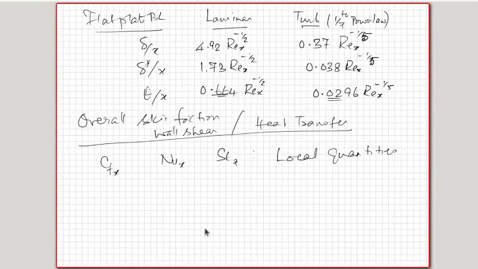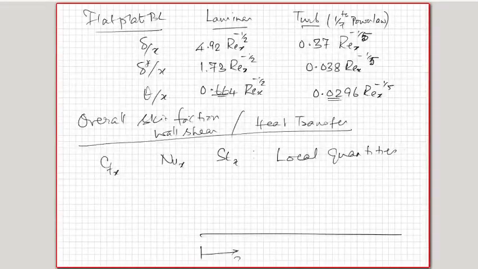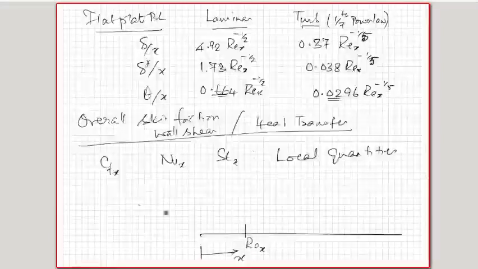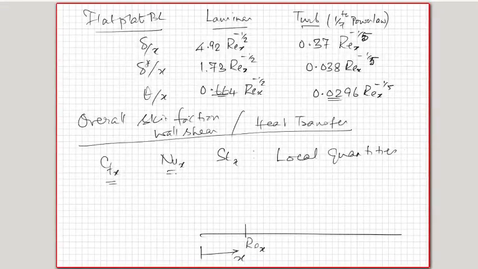What do I mean by local quantities? Suppose I have a boundary layer, I have a flat plate, and this is the x coordinate. At any given x, there is a certain Rex, and as a function of that Rex, you define Cfx, you define Nux, you define Stx. So this value is Cfx at this location. That is, tau wall at x divided by rho U infinity square is Cf at x divided by 2. This is the way it is defined.